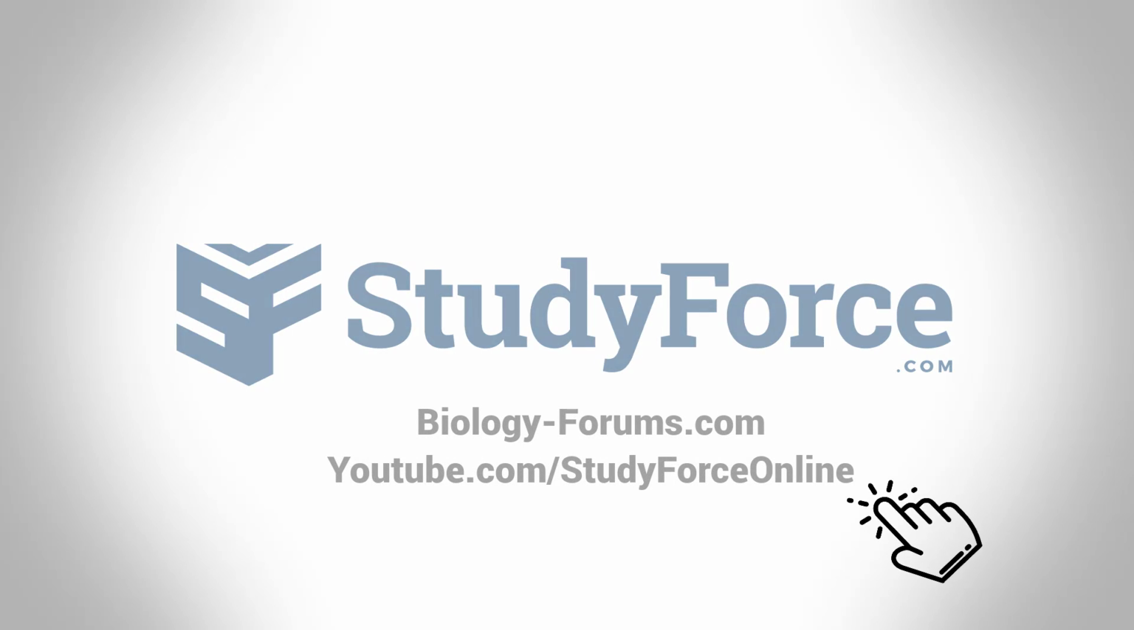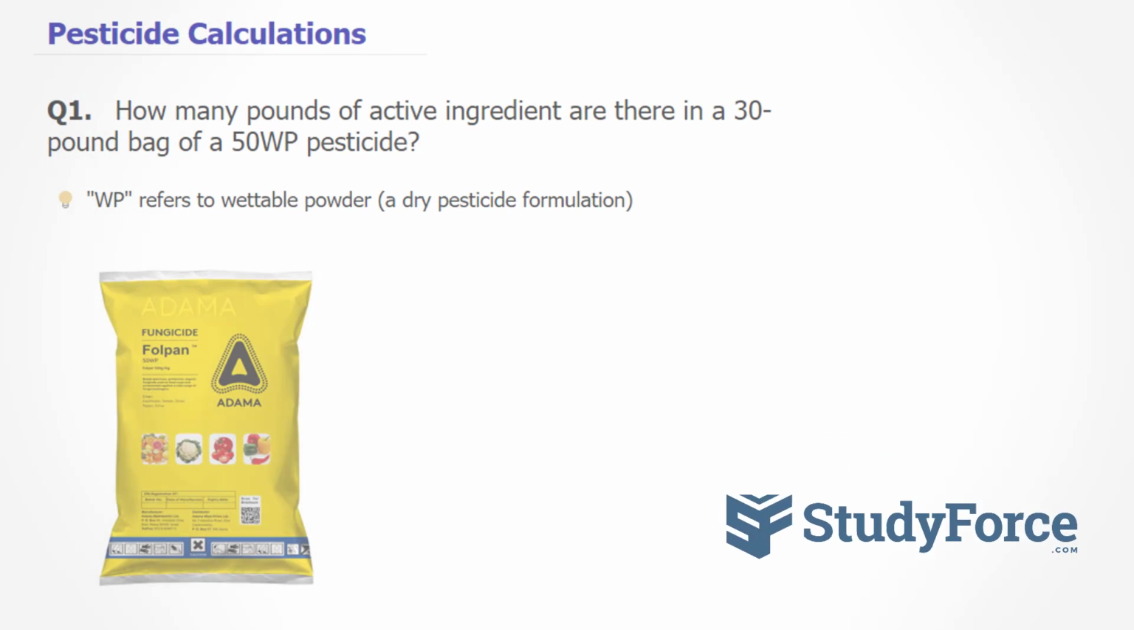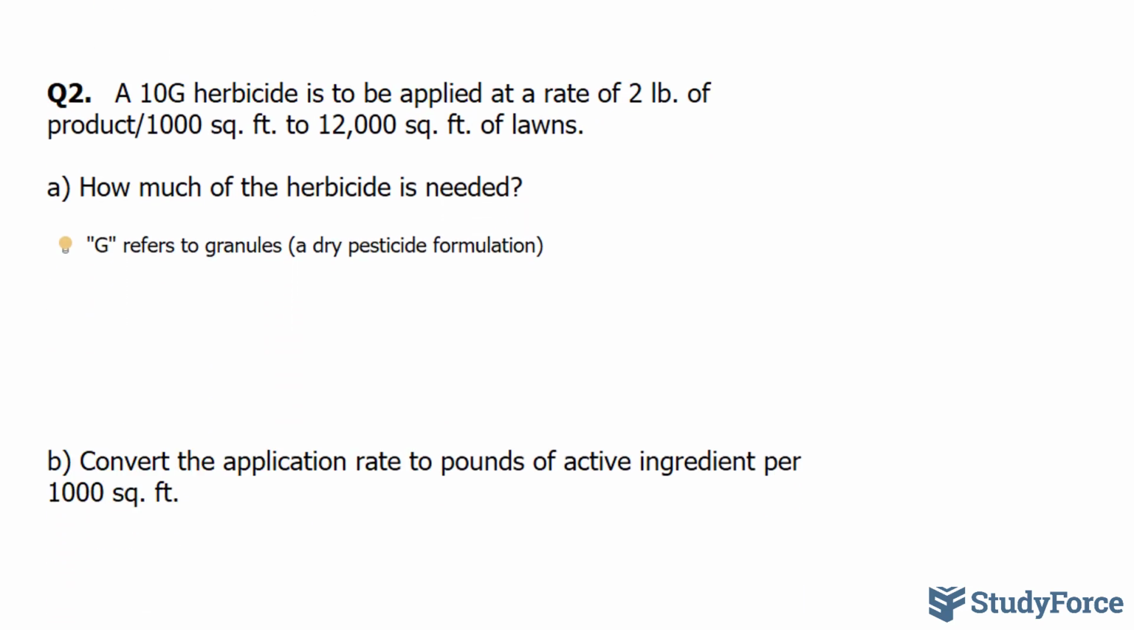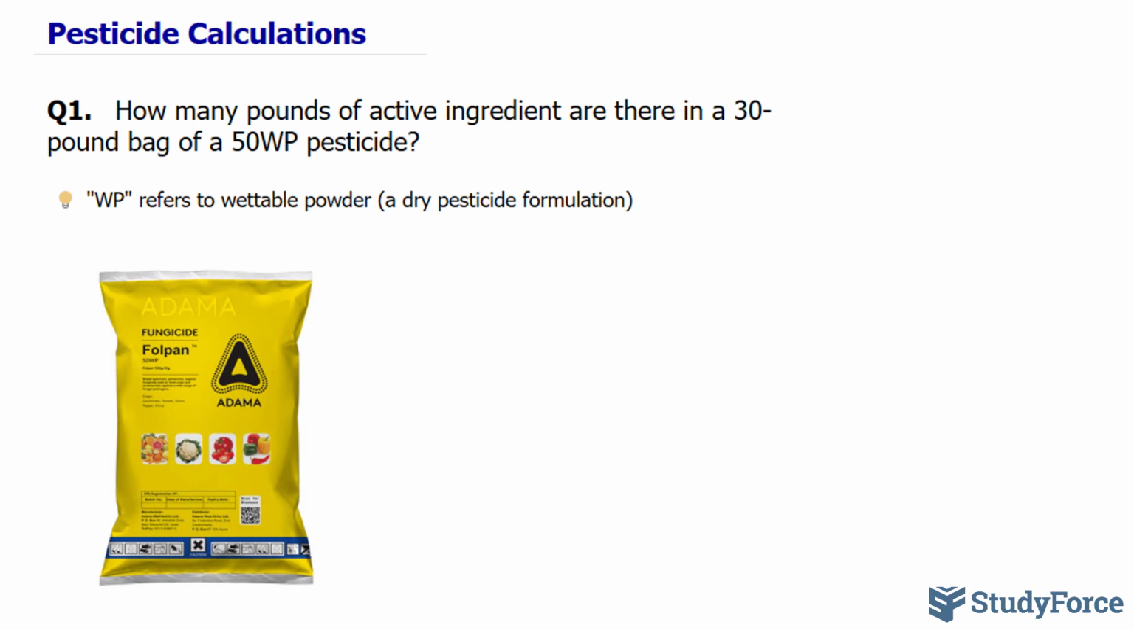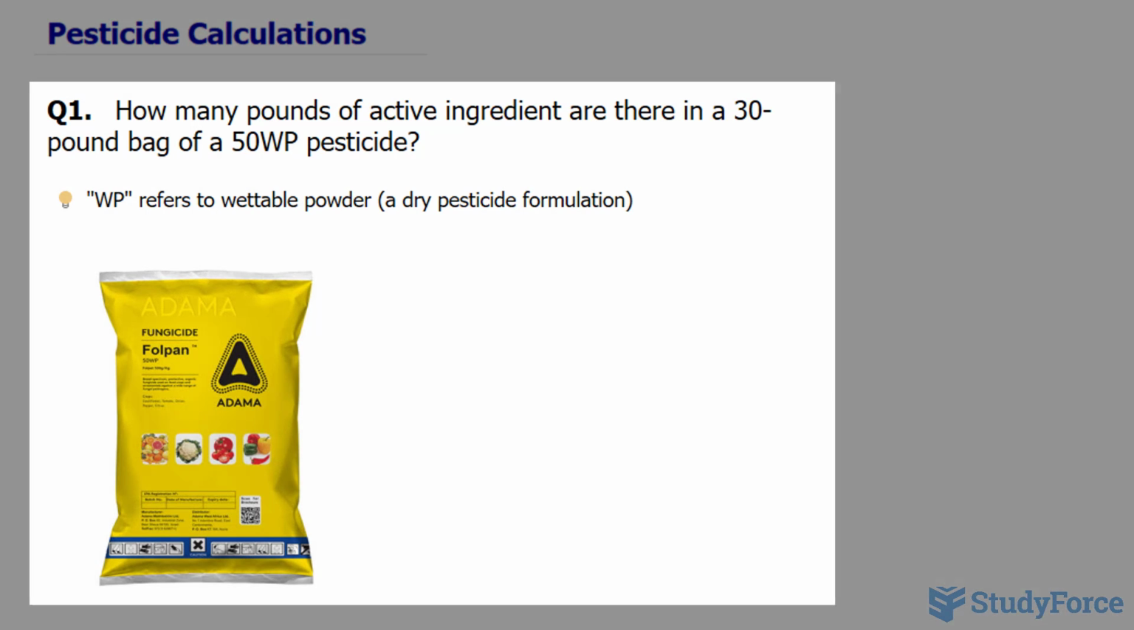In this tutorial, we'll look at pesticide calculations, and we'll do this by looking at two common examples. This video caters to students that are in horticulture or learning about agriculture. The question asks, how many pounds of active ingredient are there in a 30-pound bag of a 50 WP pesticide?